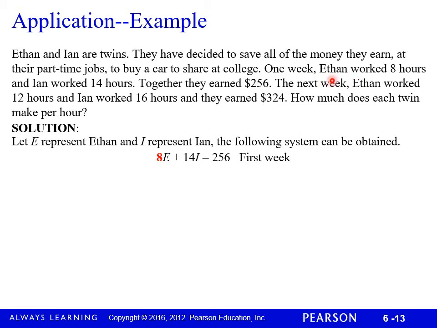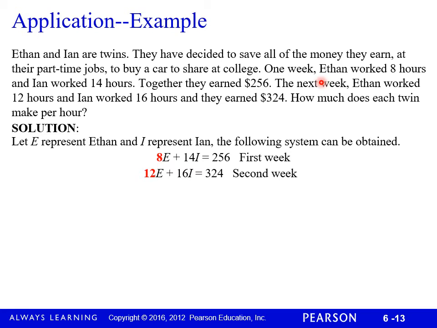So here we have Ethan worked 12 hours, so that's 12E. Ian worked 16 hours, that's 16I, and they earned 324. Now I have a system of equations. I can now solve this.